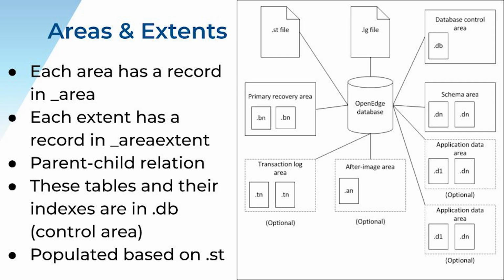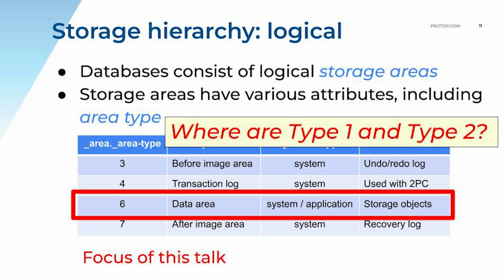The areas and extents are described in a pair of system tables called _area and _areaextent. They live in the control area, and there's an obvious parent-child relationship between them. And that data is populated when you create the structure with a prostruct create or when you update it with a prostruct add. I'm kind of zipping through this because I'm hoping most of this is review for everybody.